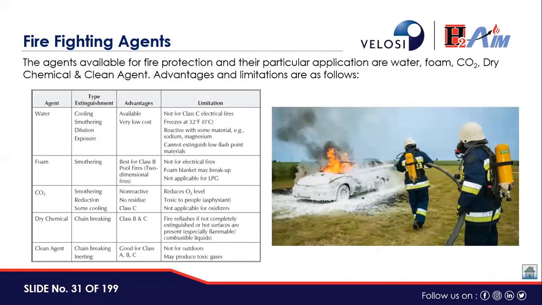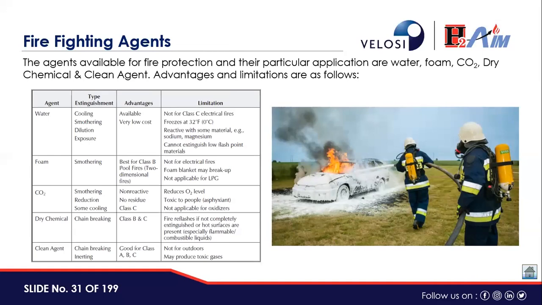Then firefighting agents. First we touched the various classes of fire, and now according to those classes, there are the firefighting agents or fluids which we use to fight the fire if the fire has taken place. For example, for cooling, smothering, or diluting exposure, water is normally used and normally available. Then limitations are there: it is not for class C electrical fires, and it freezes at 32 degrees Fahrenheit.